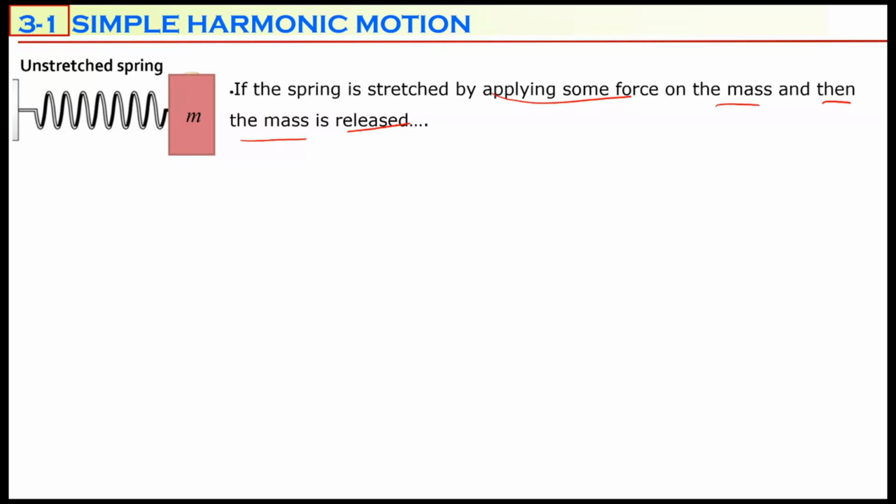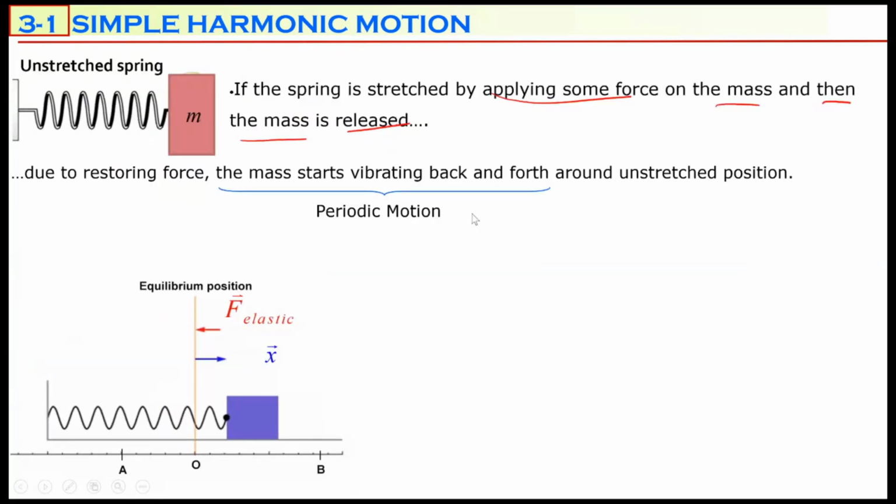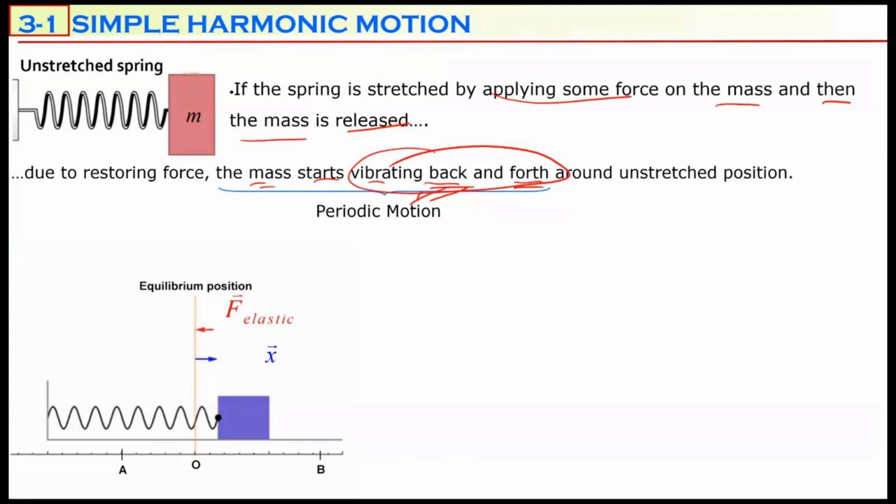First, you should give some energy by applying some force, an applied force. But after that, you are going to release it, just like this one. When you release it, due to this restoring force, the mass starts vibrating back and forth. Vibrating back and forth is called what? Periodic motion.